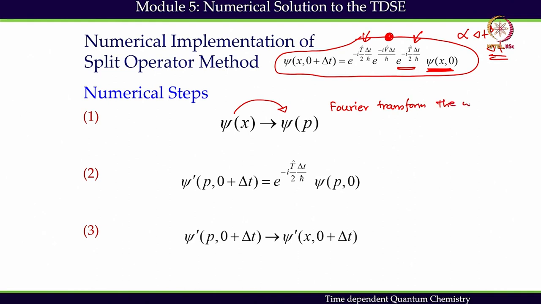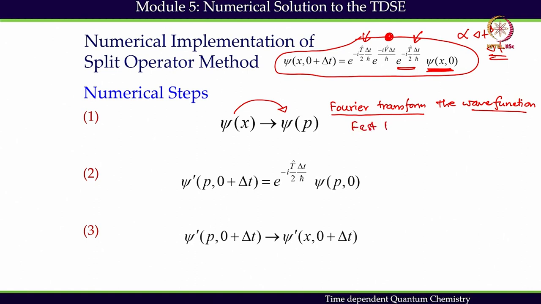The position to momentum conversion of a wave function, position representation to momentum representation of the wave function, can be done using Fourier transform, and that we have already encountered in Python tutorial 3, and how to do this kind of Fourier transform. So we will skip those techniques here, and will just mention that Fourier transform is a technique by which one can transform the wave function from position space to the momentum space. And one can make use of the fast Fourier transform algorithm for this.